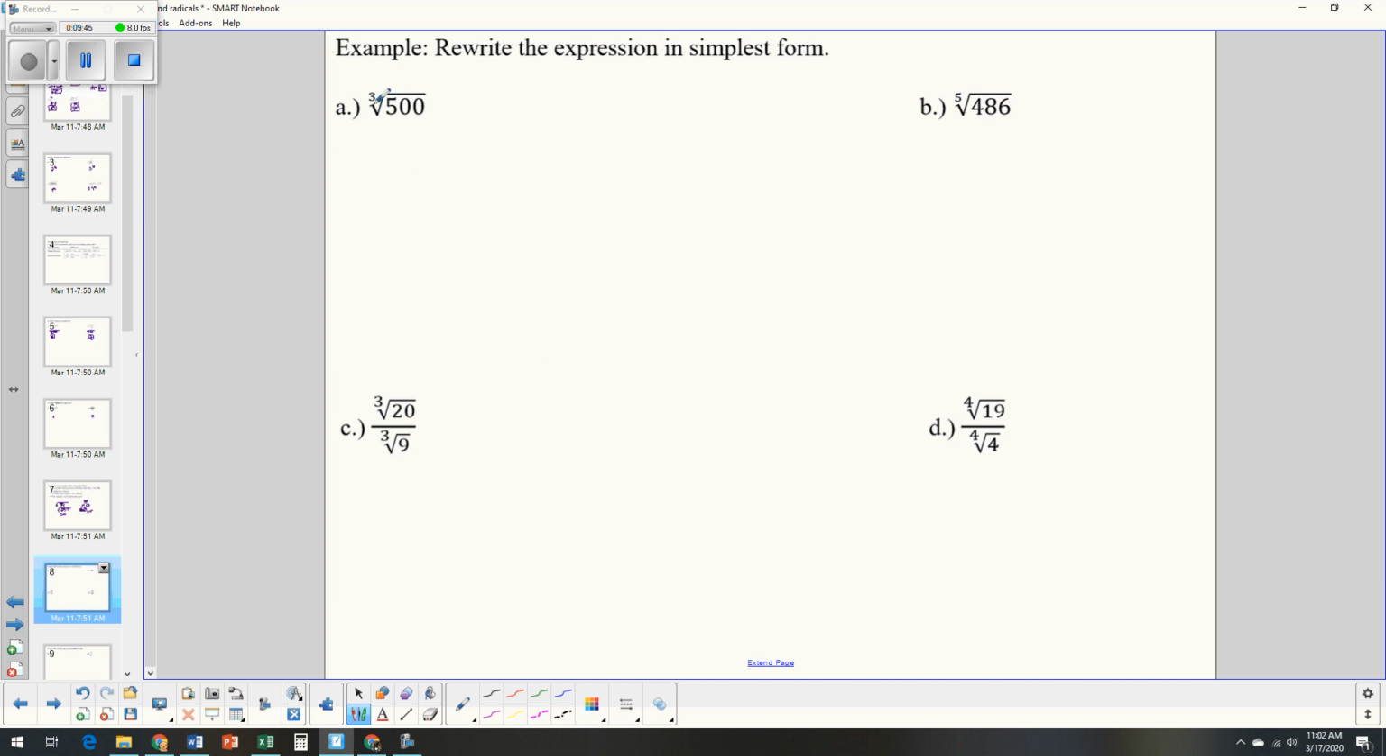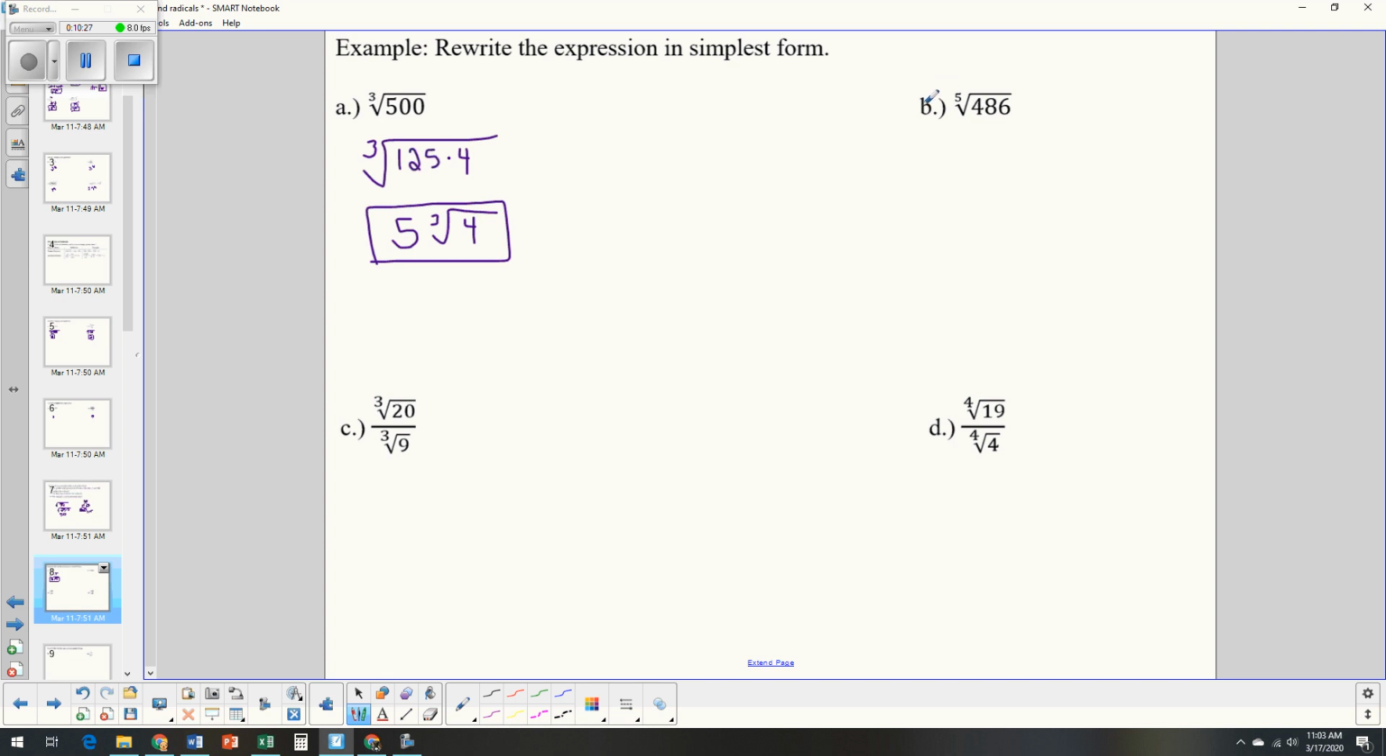We look at our first one, the cube root of 500. If I look at my list of perfect cubes, 125 is a perfect cube, and 125 goes into 500. So I'm going to rewrite this as the cube root of 125 times 4. The cube root of 125 is 5, and I can't take the cube root of 4, so that's going to stay. That would be our completely simplified answer. There's no fractions, there's no denominator, and this cannot be taken further. There's nothing that goes into 4 that's also a perfect cube besides 1.